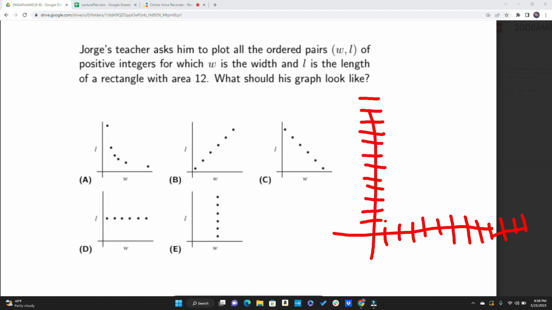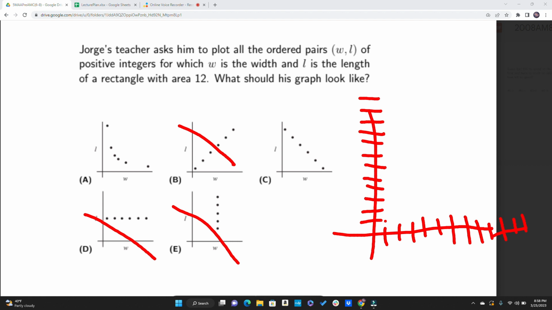Okay. So as our length gets bigger, our width is going to need to get smaller, right? Because they need to balance each other out. A bigger length is going to mean a smaller width. So already, that's going to cancel out B, D, and E. So now it's between A and C.